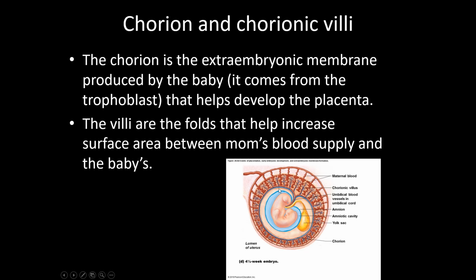I like to think of them like fingers. The baby is reaching these creepy placental fingers into mom and grabbing onto mom, so that one, we don't dislodge, and two, we're exchanging materials really easily between mom and baby. So the chorionic villi are what are going to bring the baby's blood supply near mom's blood supply.